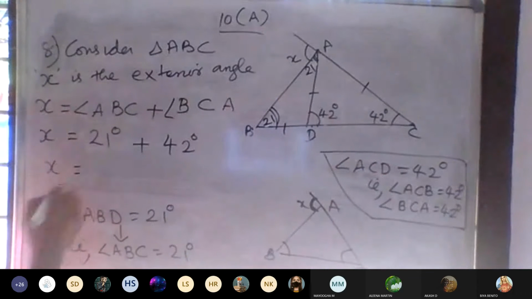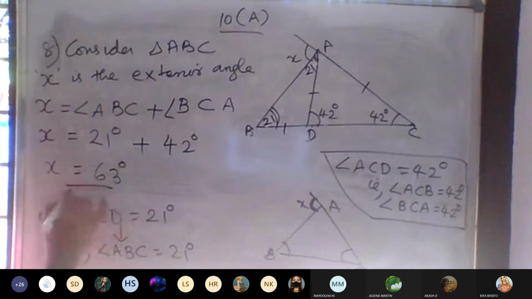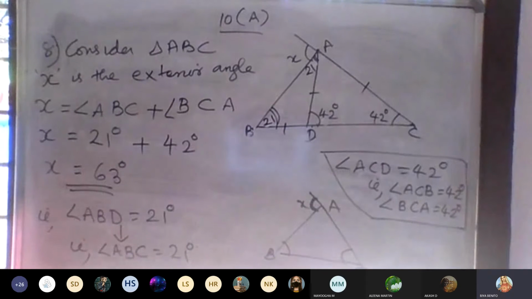So X will be what? 21 degree plus 42 degree is what? 63 degree. 63 degree. Understood? Yes, ma'am. Hello, others? Can you follow me or not? Yes, ma'am.